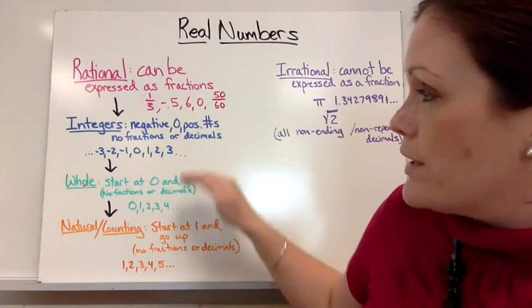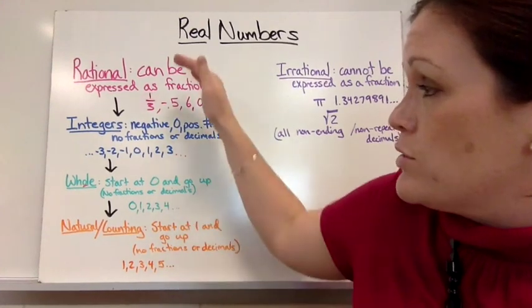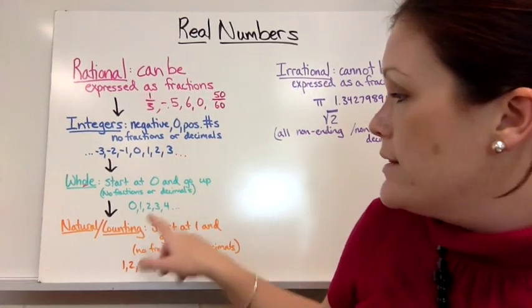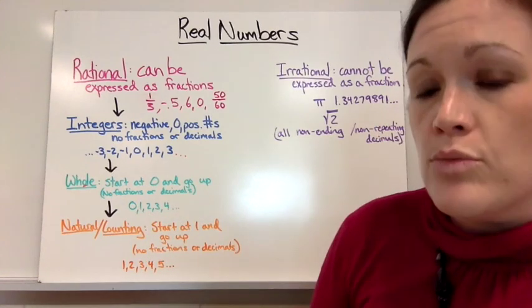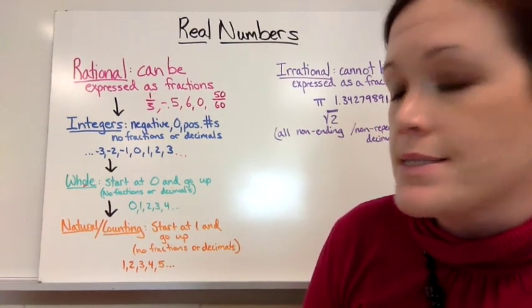So it's a smaller category than integers. They're still rational because you can still write these numbers as a fraction. We just don't normally write the 1 because it's not necessary.